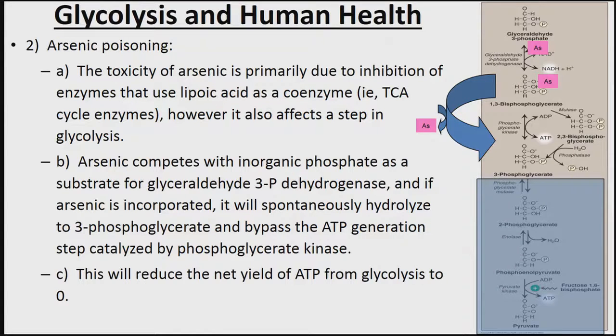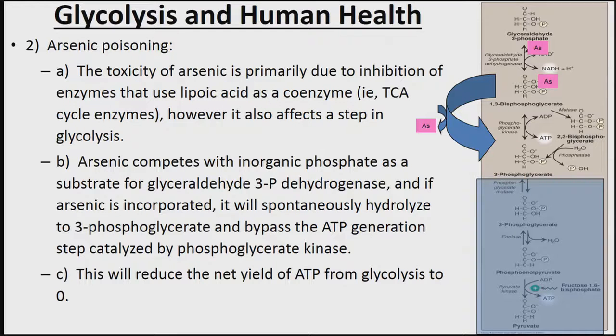Arsenic poisoning. We're actually going to get to arsenic poisoning again tomorrow when we talk about the TCA cycle. So the primary spot where arsenic poisoning really causes death in humans is enzymes that use lipoic acid, which I'll show you tomorrow. But arsenic also affects a step in glycolysis. So that step where you had an inorganic phosphate, arsenic can actually substitute for the inorganic phosphate, okay? And bind to that backbone, and it will be spontaneously lost, which is not really that big a deal.